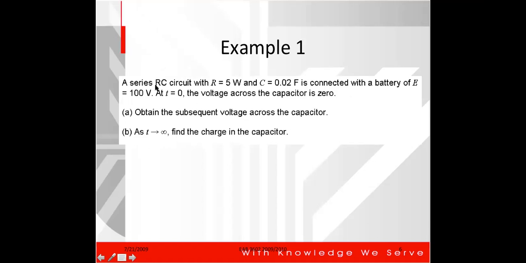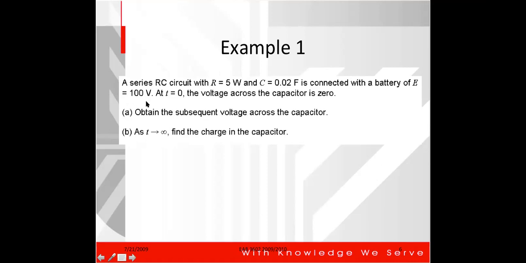Okay. So dia ada a series of RC circuit with R equal to 5 ohm and C equal to 0.02 farad, connected with a battery E equal to 100 volt. So kalau battery tu equal to 100 volt, is it variable voltage ke dia constant voltage? Constant. Good. So it's constant.